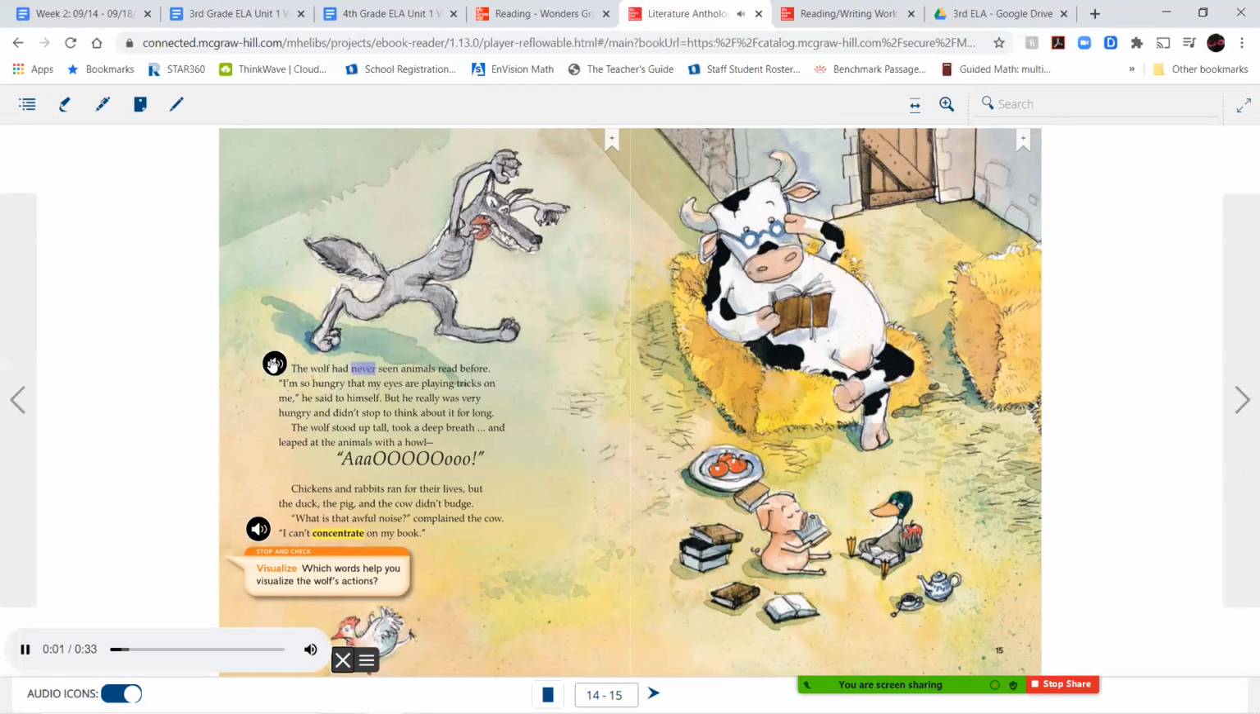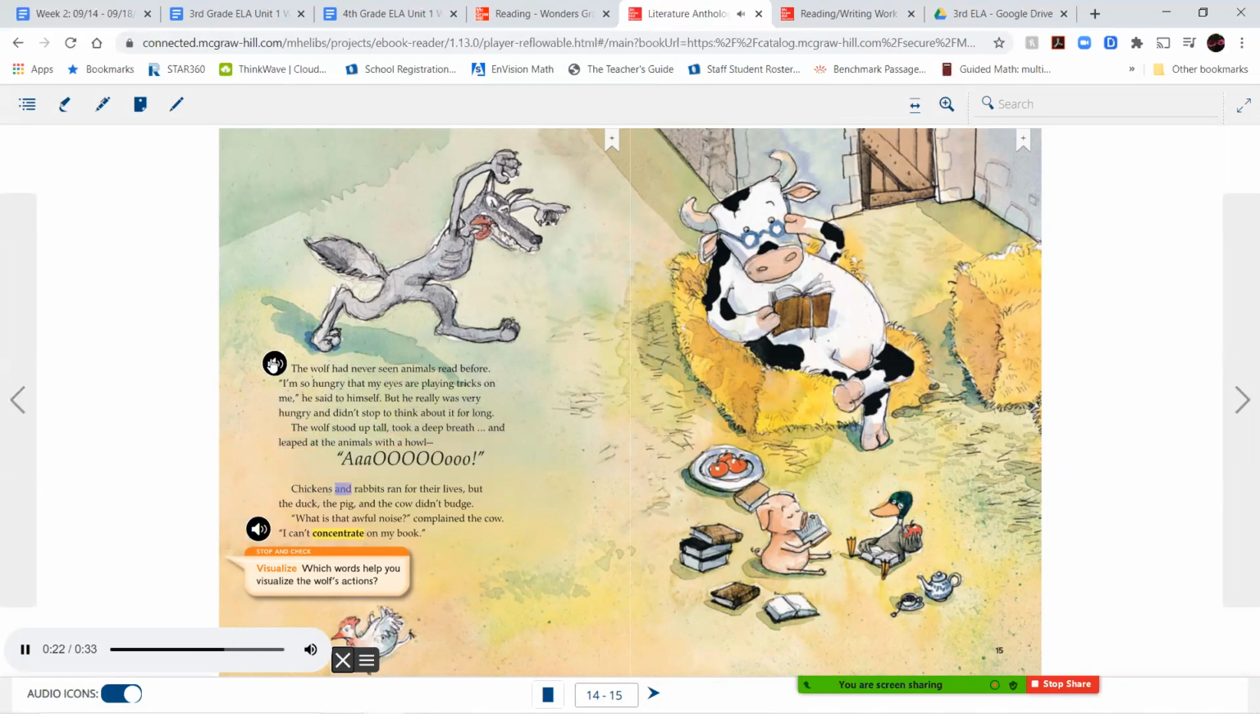The wolf had never seen animals read before. "I'm so hungry that my eyes are playing tricks on me," he said to himself. But he really was very hungry and didn't stop to think about it for long. The wolf stood up tall, took a deep breath, and leaped at the animals with a howl.